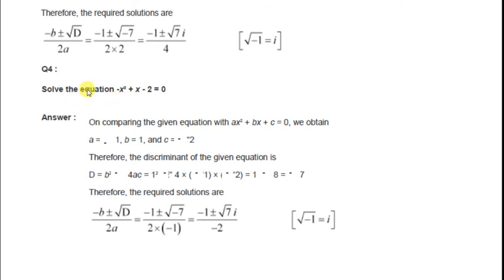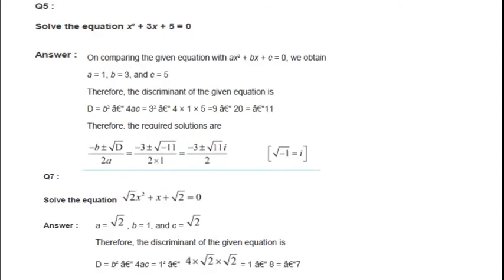Next is solve the equation minus x square plus x minus 2 equals 0. Compare with the standard form, you will get a is minus 1, b is 1, and c is minus 2. So D is, again, minus 7. So the solutions are minus b plus minus root minus 7 divided by 2 multiplied by minus 1. So root minus 7 is root 7 i because root minus 1 is i. So the final roots of the equation are minus 1 plus minus root 7 i divided by minus 2.